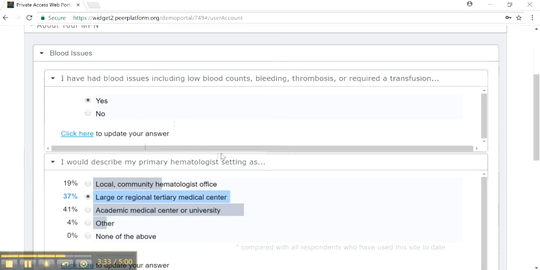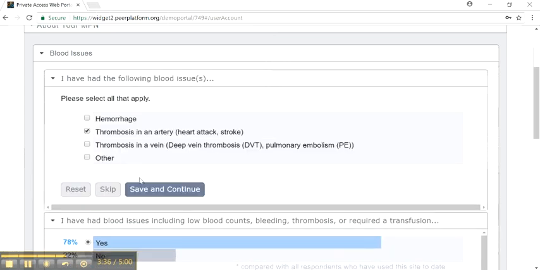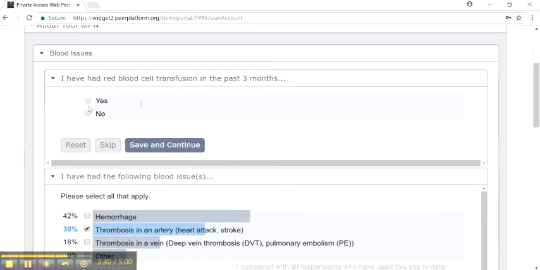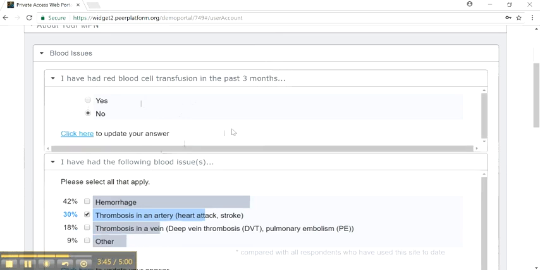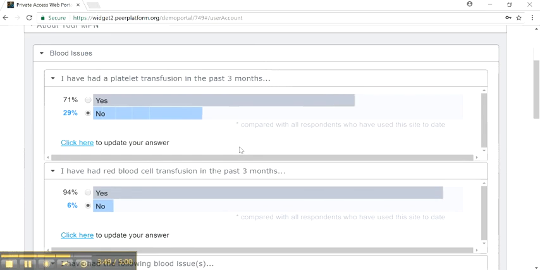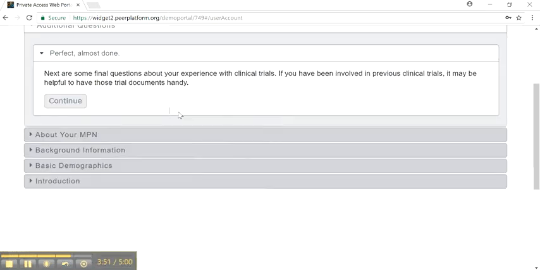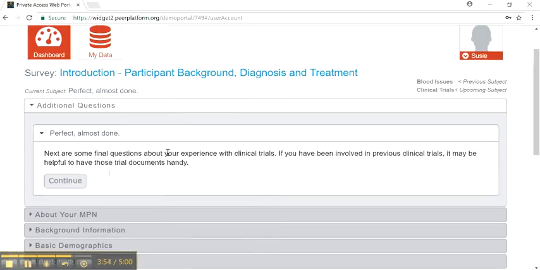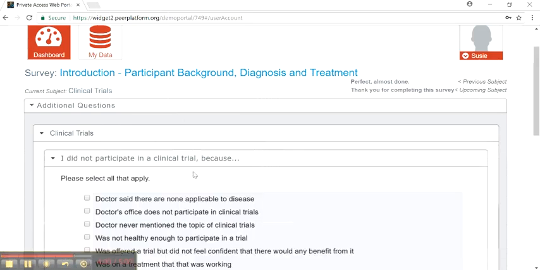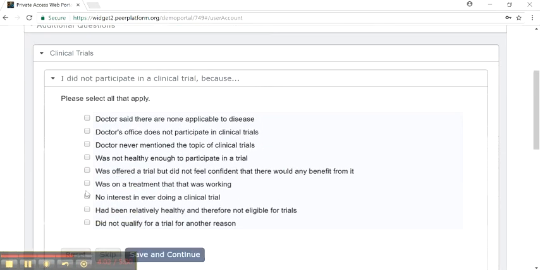We have several questions about other comorbidities and issues that have come up related to the MPN. These are a few examples of that. And finally, we have some questions about clinical trials. If an individual says that they are participating in a clinical trial, we gather information on which one.